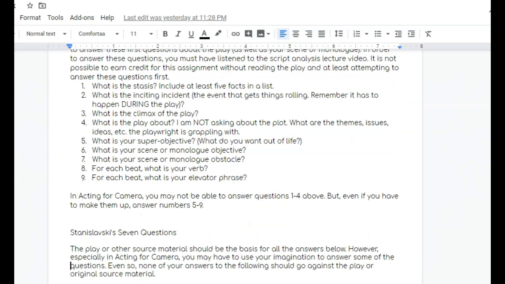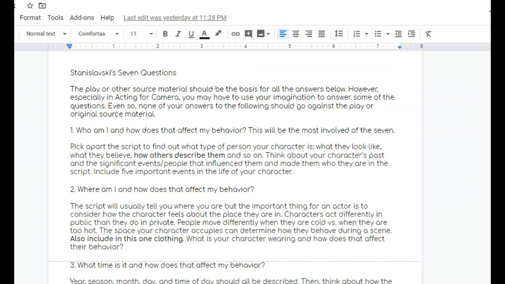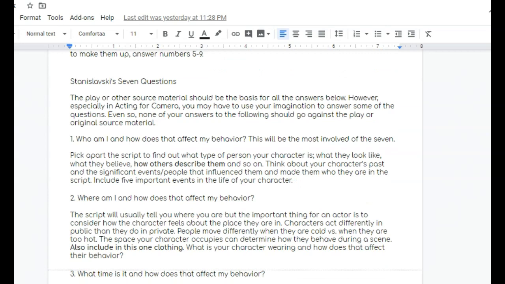What does this say? In acting for camera, you may not be able to answer questions 1 through 4 above because the material you're doing is not from a play. But even if you have to make them up, you should still answer questions 5 through 9. And I'll cover that, what do I make up and what do I get from the play, in just a moment, probably next. Yes, it is. So you're going to turn in those 9 things, and then you're going to answer these. They're from Stanislavski, just for your future knowledge as an actor as you move forward. Stanislavski's 7 questions. This is what they are, and we all know who Stanislavski is.